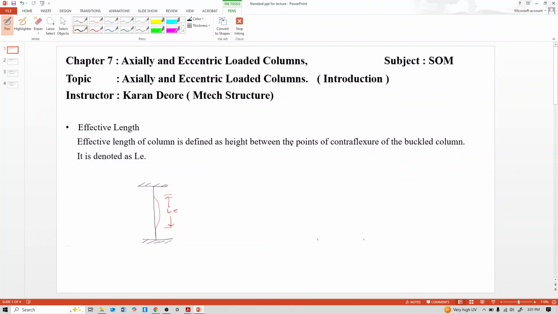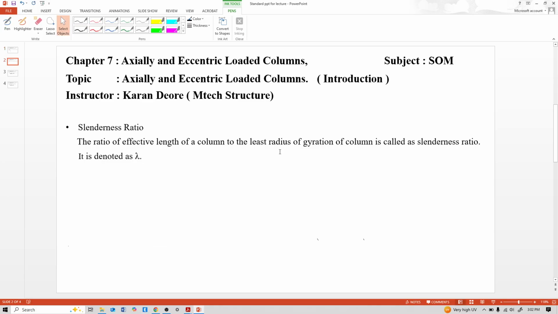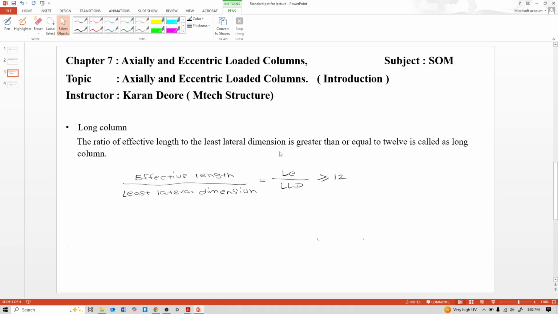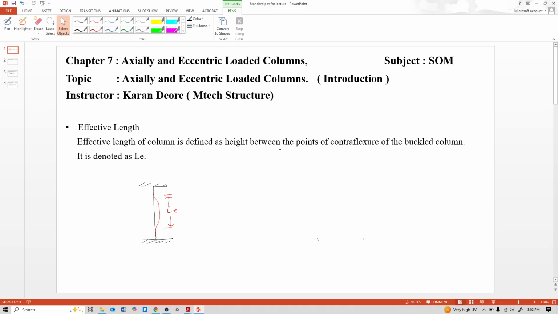Hello everyone. Today this is the third video lecture of this chapter, axially and eccentrically loaded column. In this chapter we will see effective length, slenderness ratio, long column and short column. So first, see effective length.